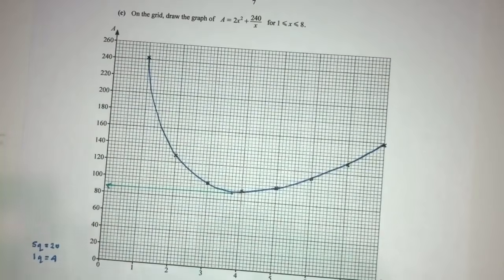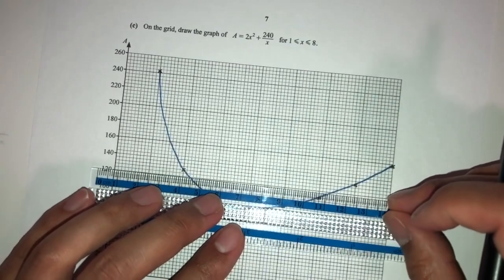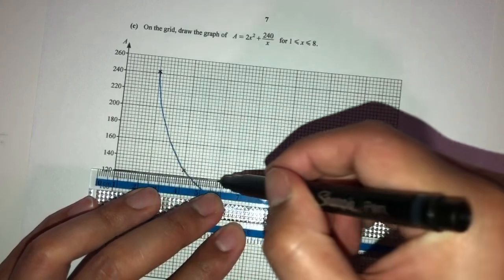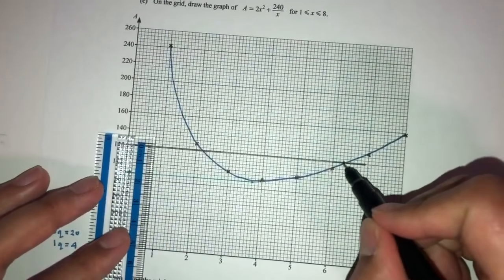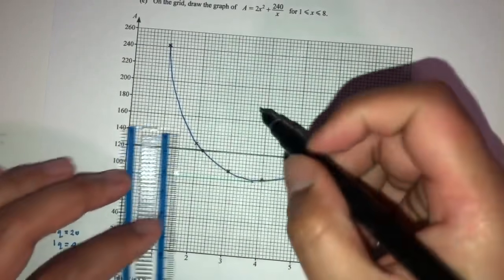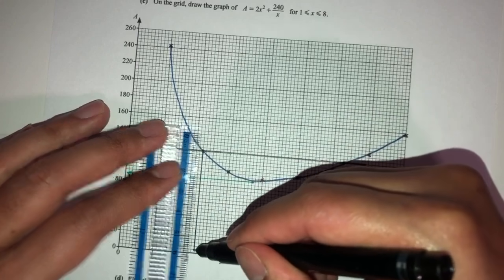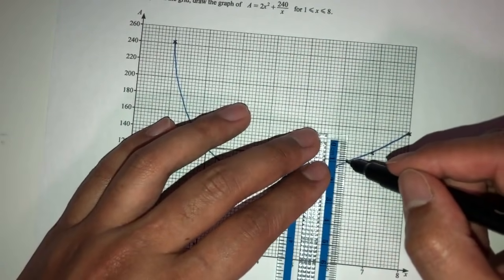So if it's 120, let's use the graph. 120 is right here. Right, so this is 120. Let's see where it cuts the graph. So it cuts the graph over here and over here. Let's find their corresponding values. Right here and right here.